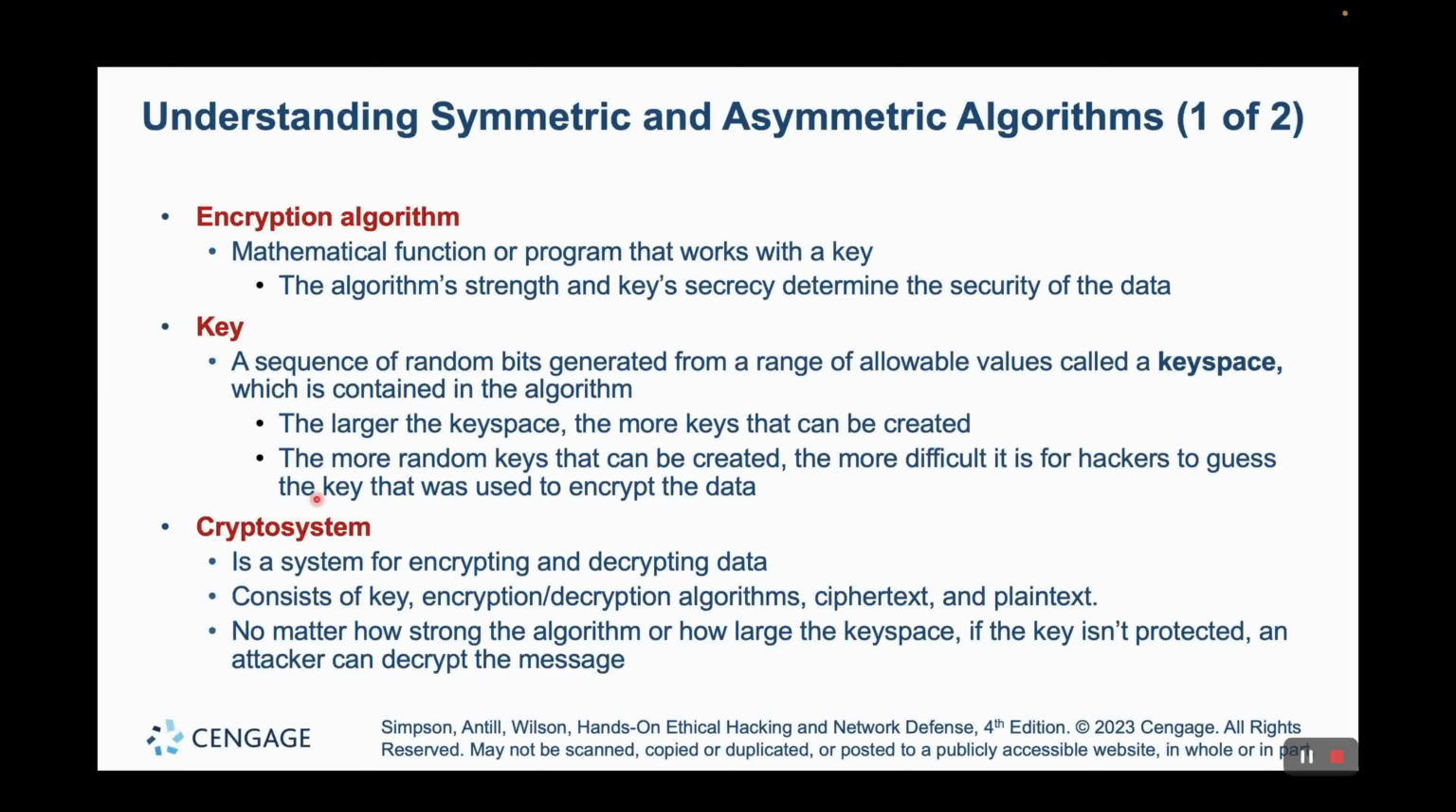Now, what does a cryptosystem mean? It's a system for encrypting and decrypting data. It contains the key, encryption and decryption algorithms, ciphertext and plaintext. No matter how strong the algorithm is or how large the key space, if the key is not protected, then the attacker can decrypt the message easily.